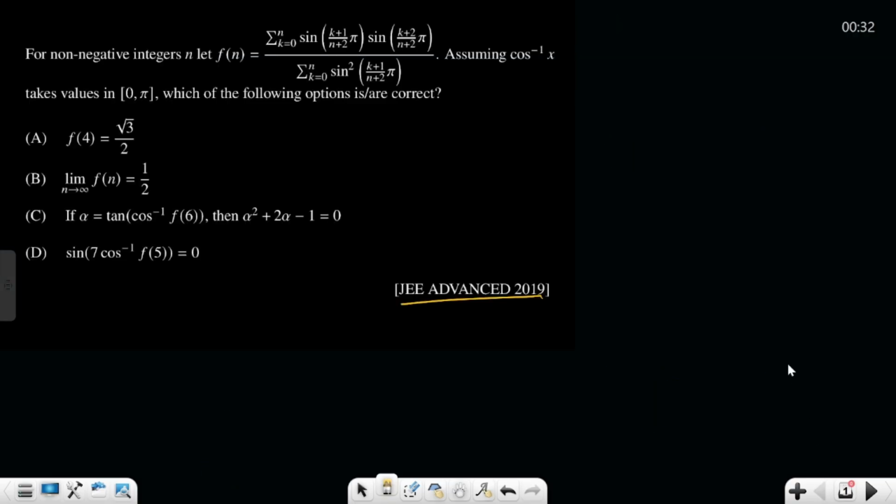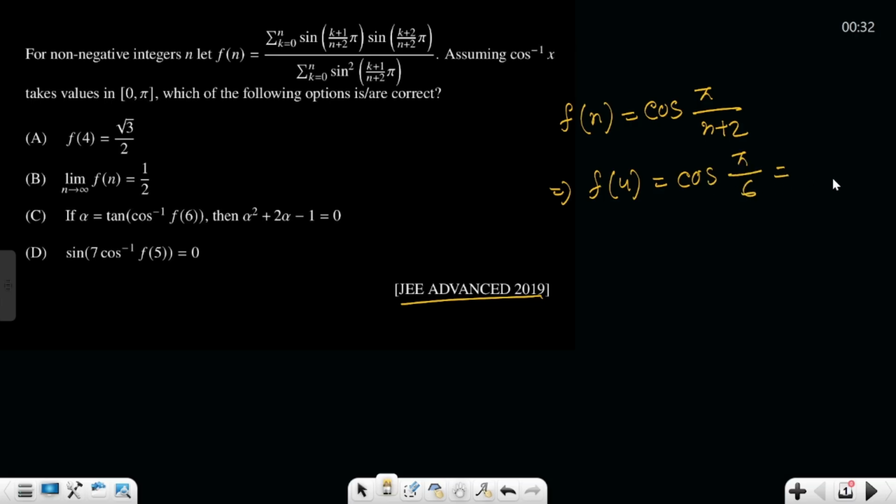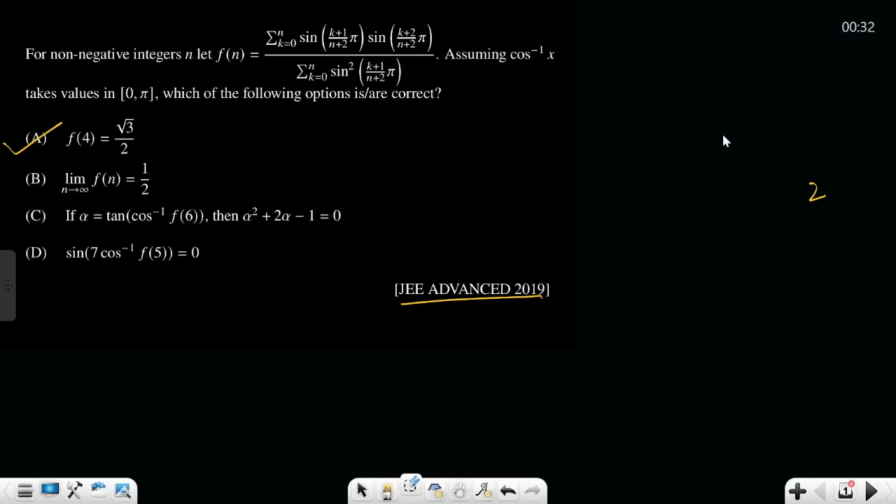So now we need to check for the options. So what we got? Fn is equal to cos pi upon (n plus 2). So first what we will do? We will put n equal to 4. So if we do it, F4 will be equal to cos pi by 6. So cos pi by 6 is equal to root 3 by 2, right? So this is the correct option. Okay. We checked the first one, and that is correct here.